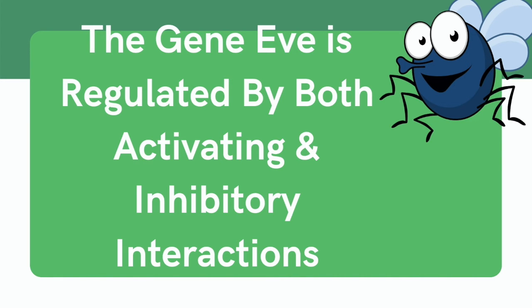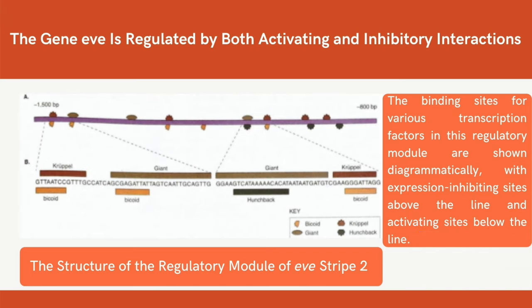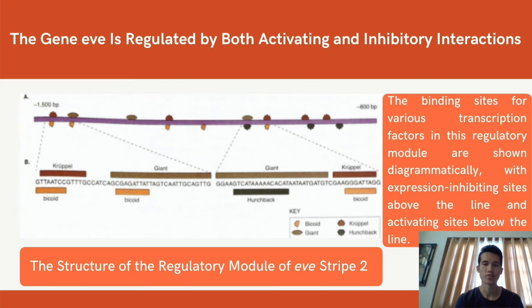The gene Eve is regulated by both activating and inhibitory interactions. And let us take a look for more details of pair rule genes to discern how the stripe arrangement develops.